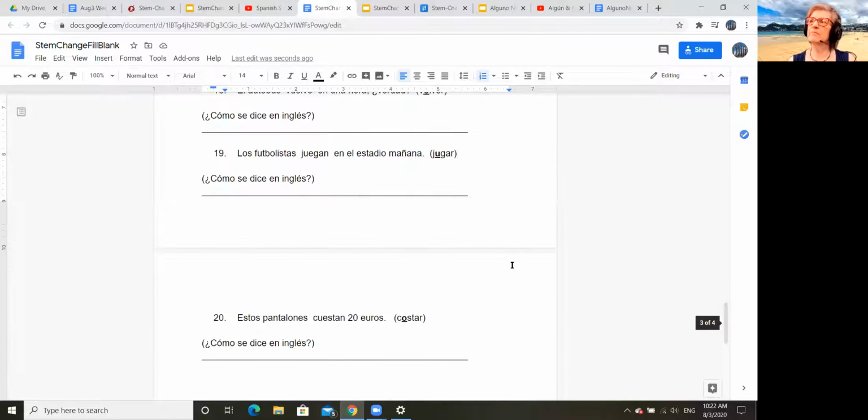I think I've even heard beisbolista at times, but jugador. Jugador is another word for player. When we change jugar to jugador, it means a person who plays whatever sport that is. Jugador de tennis, jugador de fútbol, jugador de basketball.